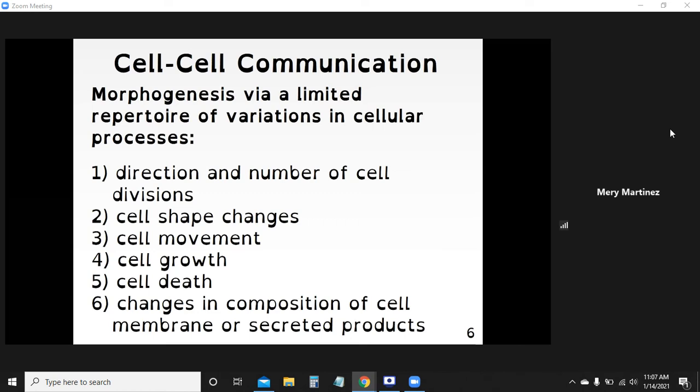So although the repertoire of morphogenic behaviors is small, only these 6 processes, cells can do a great deal with this limited set of instructions.